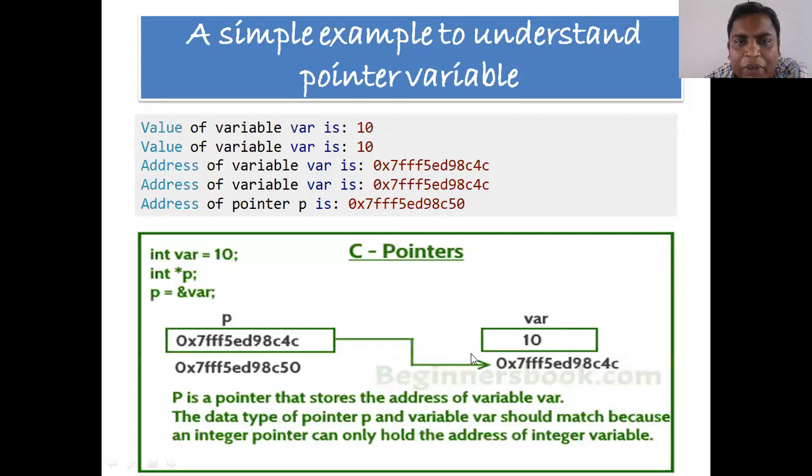Then if we want to print the address of the variable, we have to simply put &var. So it will print the address of variable var, which is 7FF5ED98C4C. As we all know, the address of a memory location is represented in hexadecimal, therefore it is written with 0x. This concept has been discussed in earlier classes.